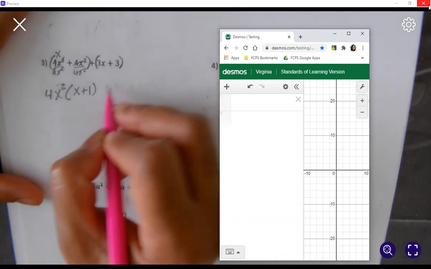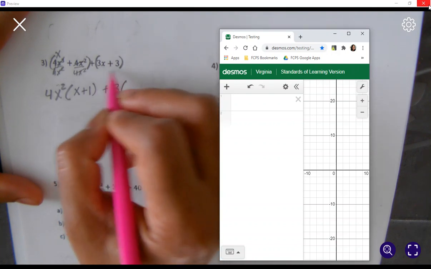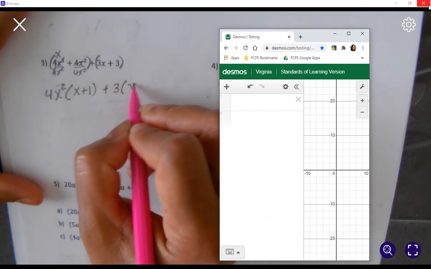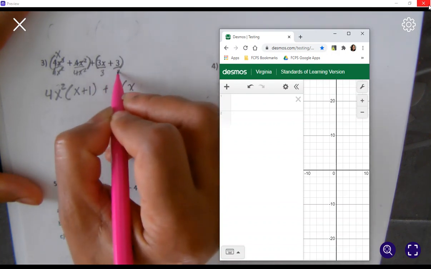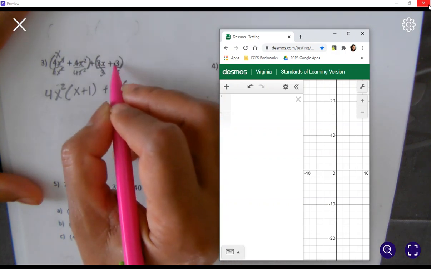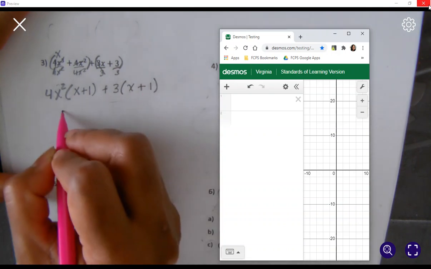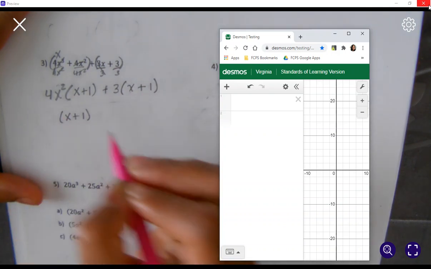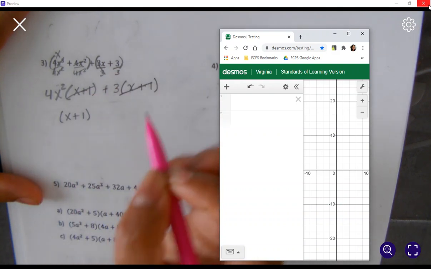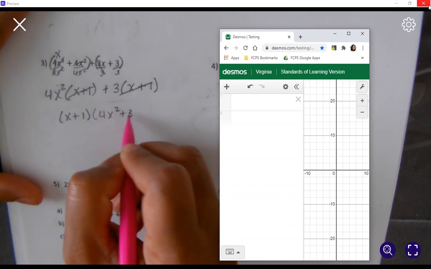And then you have 3 here, so you're going to factor out a 3 because that's common between both of them. And then so if you divide by 3, you have here x plus 1. And then that looks good. So I write that common factor by itself. Then you have here 4x squared plus 3.